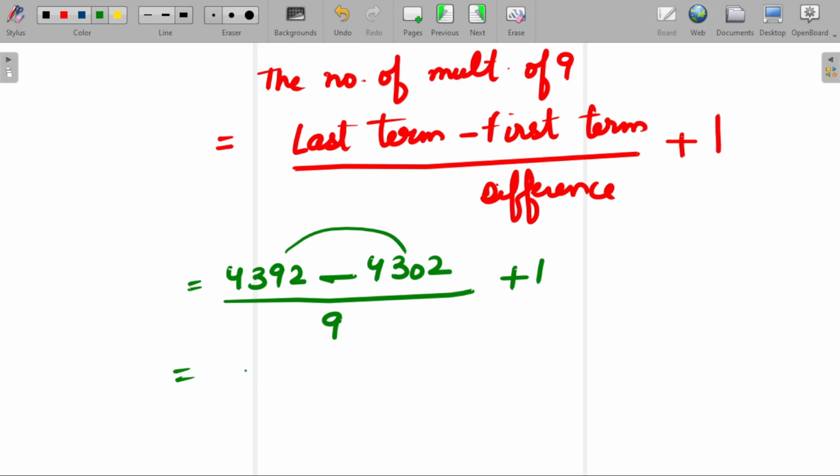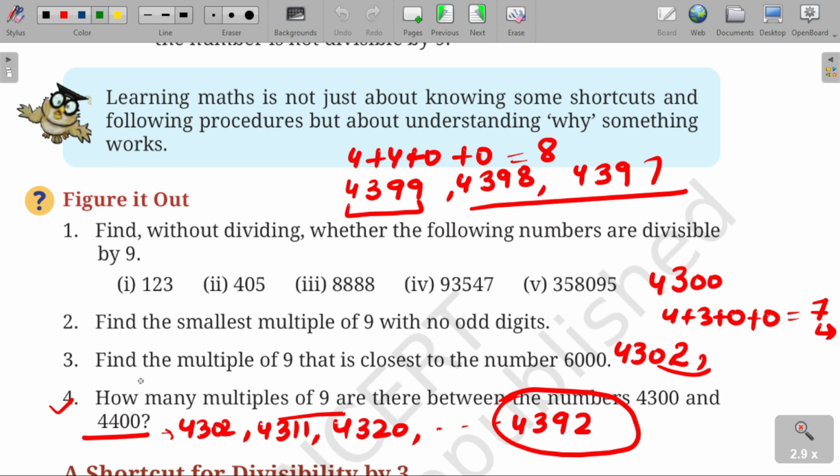It gives us 90 upon 9 plus 1. So when we solve it, 10 here. So 10 plus 1, it is 11. So there are 11 terms. How many multiples are there? 11 multiples. Okay. There are 11 multiples of 9 between 4300 to 4400.